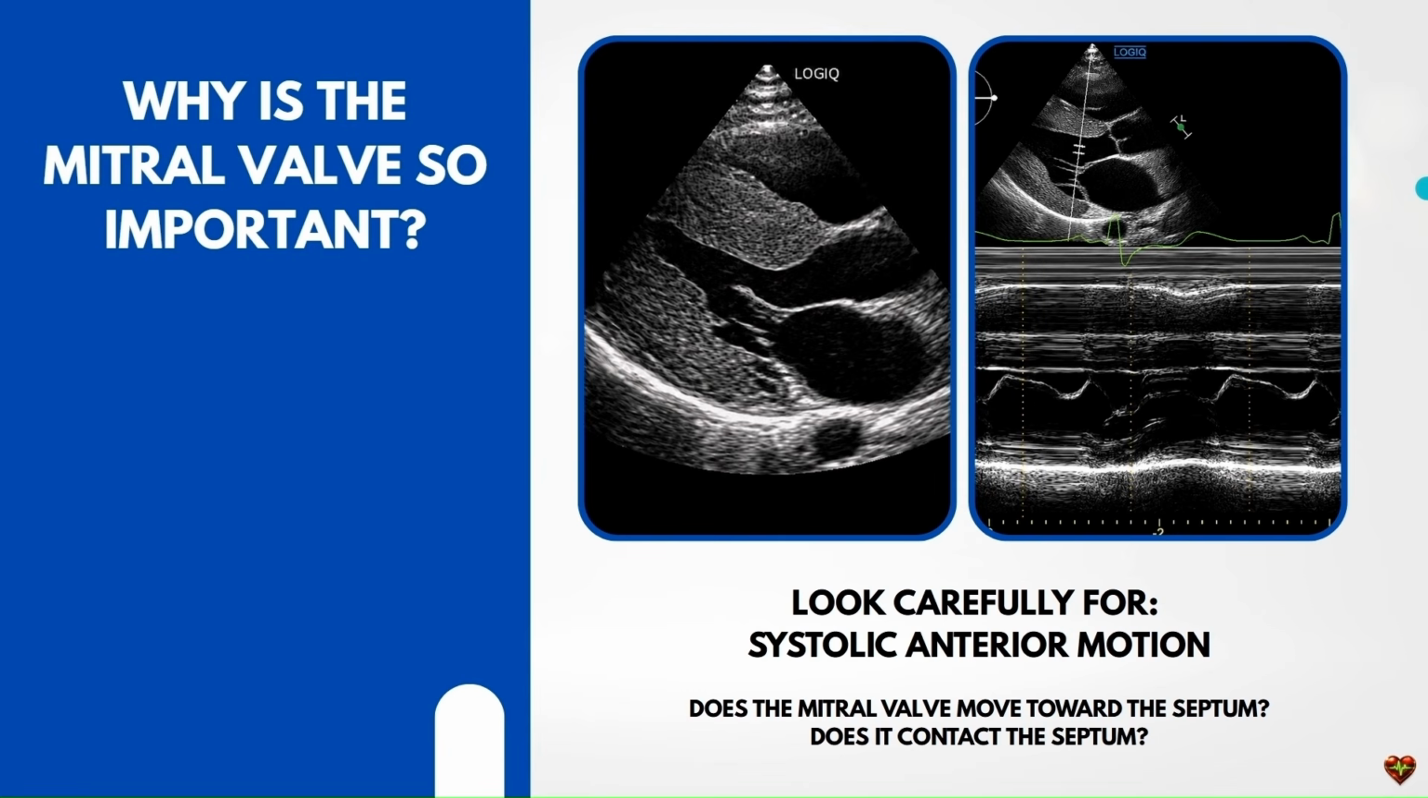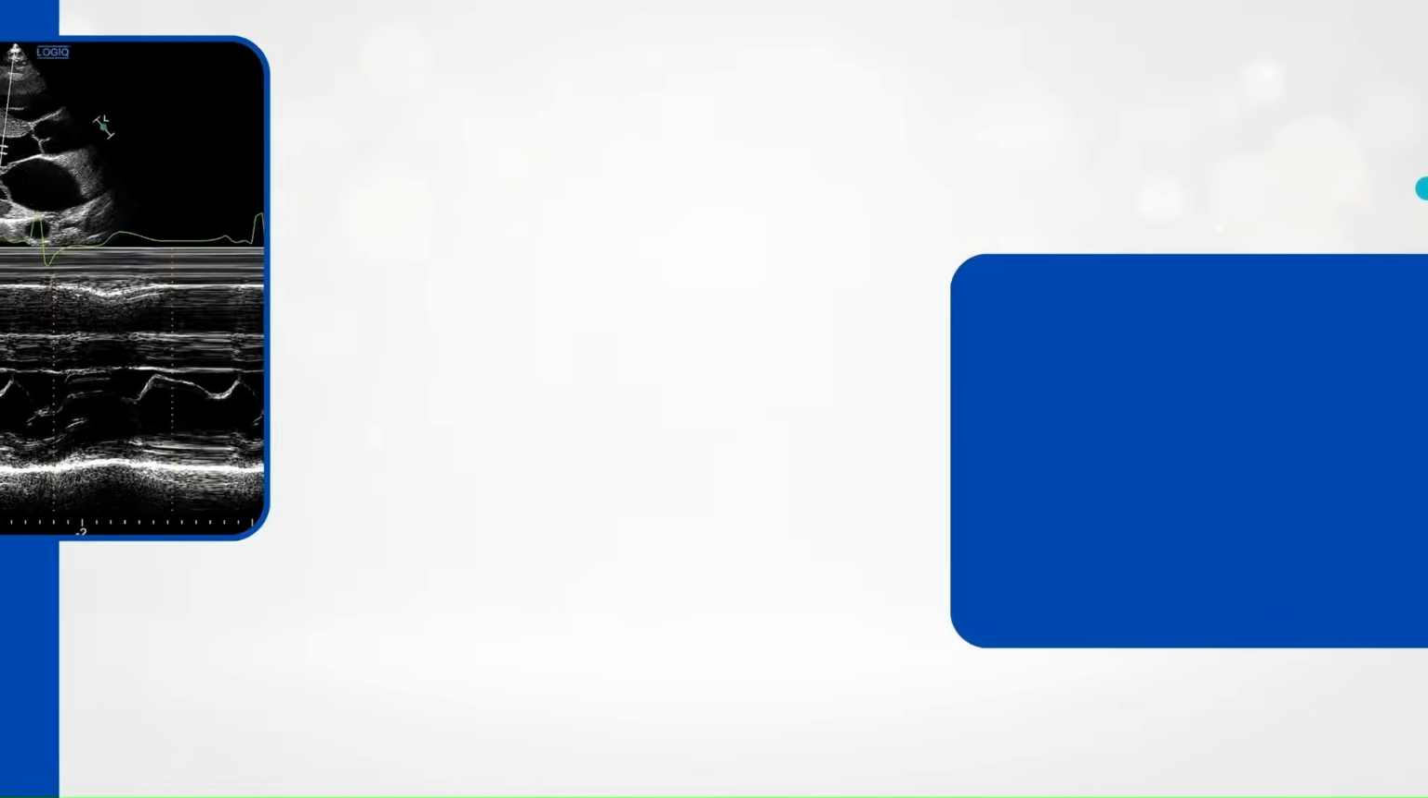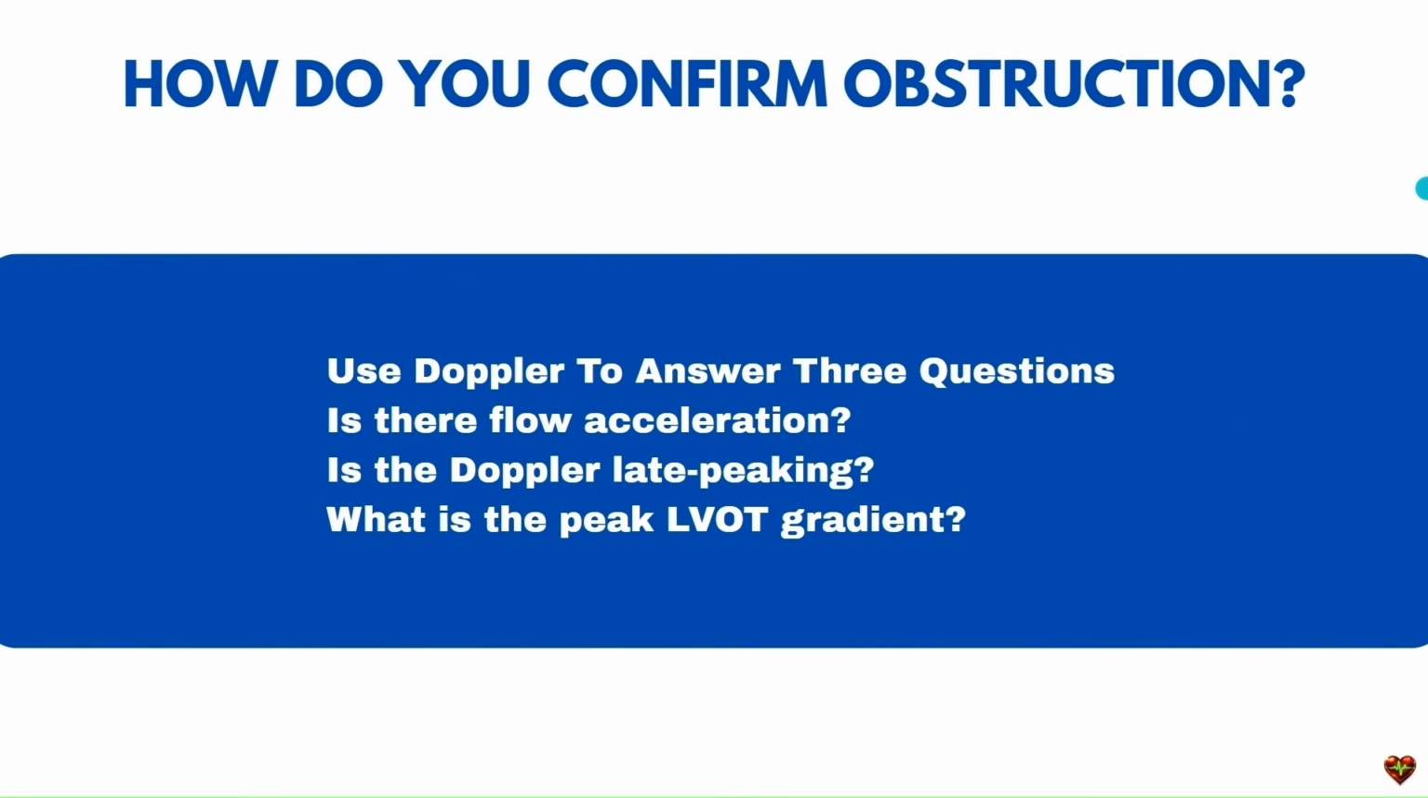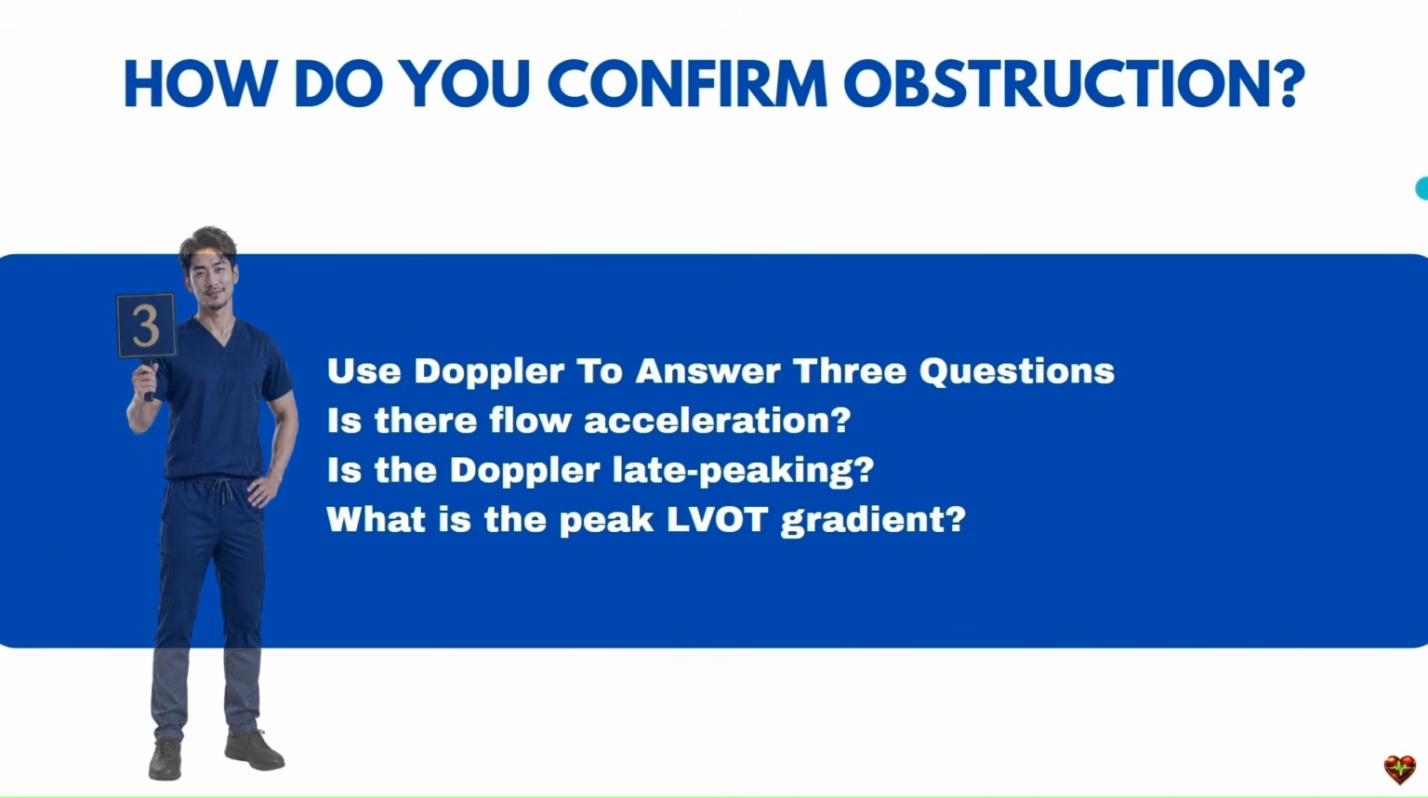Now you need to prove obstruction. So how do we prove it? Now we transition from anatomy to physiology. Color Doppler helps us identify turbulence and guides placement of the continuous wave cursor. Continuous wave Doppler then tells us whether the obstruction is dynamic. Finally, we measure the peak gradient.